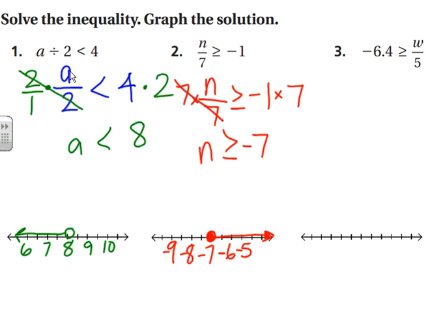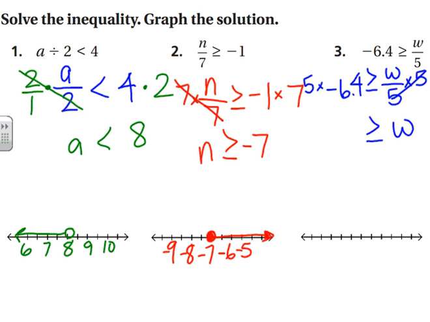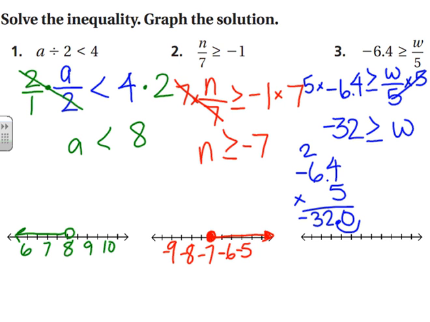All right, number 3, we have negative 6 and 4/10 is greater than or equal to w divided by 5. So this time the inverse would be multiplying by 5 on each side. So on the right-hand side, we're left with 1w. And on the left-hand side, we need to figure out negative 6 and 4/10 multiplied by 5. Okay, we're going to move our decimal over one place, and a negative multiplied by a positive is negative. So we get negative 32 is greater than or equal to w.